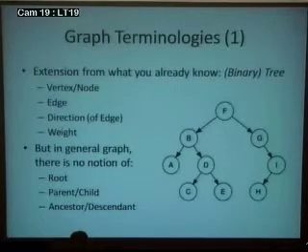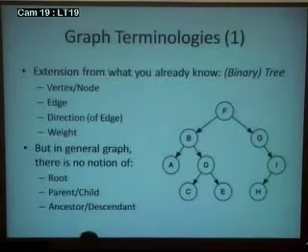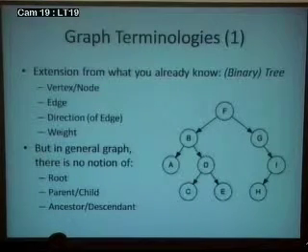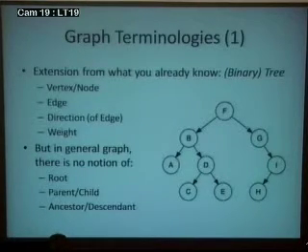Okay, so a quick revision on graph terminologies. A graph is an extension of what you already know from previous lectures. We have seen binary trees earlier. This is a picture of a binary tree. We have nodes, circles like this. We have edges. We have direction of the edge. Sometimes we have weight associated with the edge. But in a general graph, there is no notion of root. There is no node that we can say is a root node. We don't have parent-child relationship or ancestor-descendant relationship. We don't have it in a general graph.